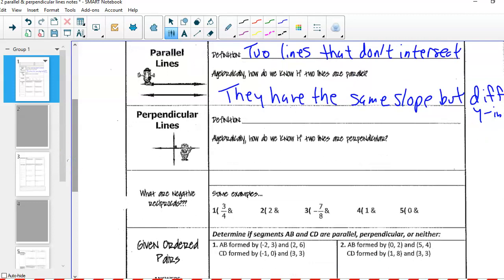Perpendicular lines. We know that they do what? They cross or they intersect, yes. At a 90-degree angle though. So they don't just cross, however, they have to be specifically crossing at a 90-degree angle.